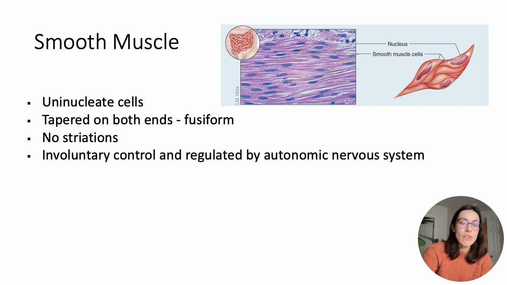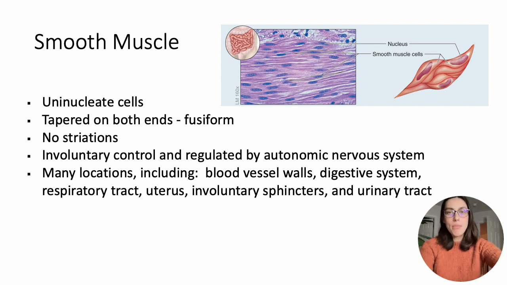They are also involuntary, so we cannot control them consciously. They are regulated by a part of our nervous system that we call the autonomic nervous system, and that is generally out of our control. They are in many locations, including surrounding blood vessels and around the digestive system. So your whole tube of the digestive system has these smooth muscles around it. Also the respiratory tract, the uterus, which is a very large and strong smooth muscle, involuntary sphincters, like the internal anal sphincter, and the urinary tract.